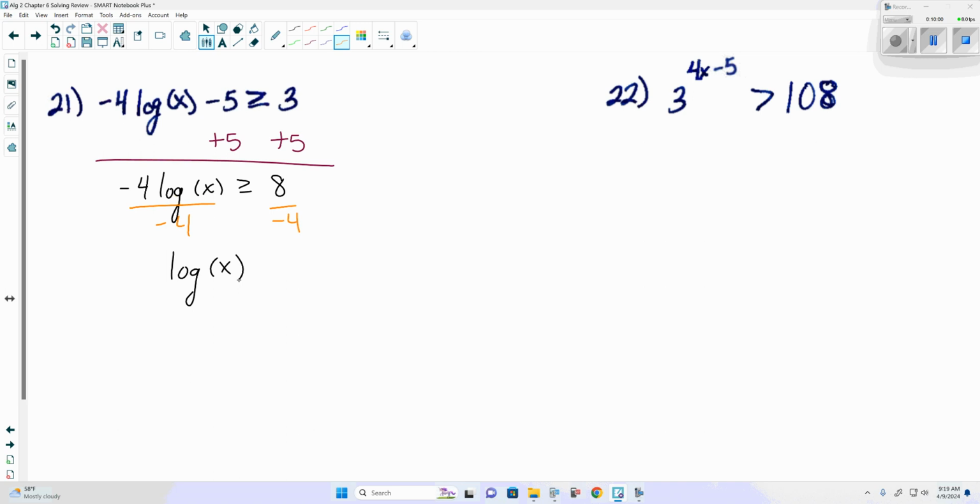8 divided by negative 4 is negative 2. And we would flip our inequality sign, because when we multiply or divide by a negative, we have to change the inequality sign. Because the step before that, the left side was negative, the right side was positive, yes? We divided. Now the left side is positive and the right side is negative. The signs flip, so we flip the inequality sign.